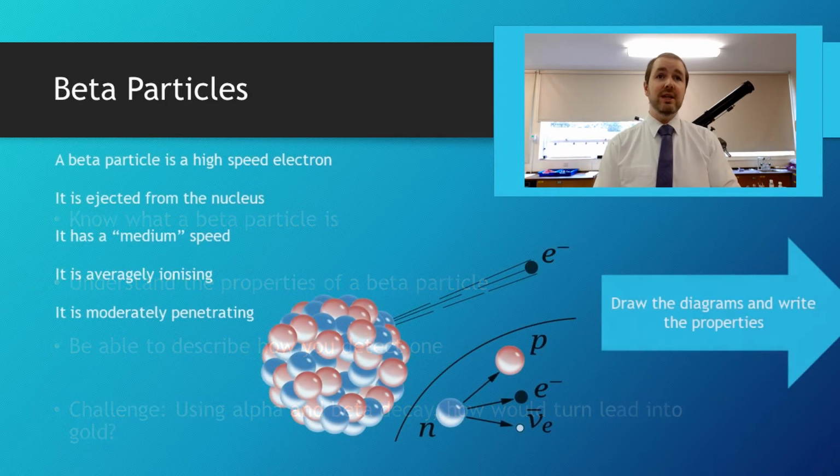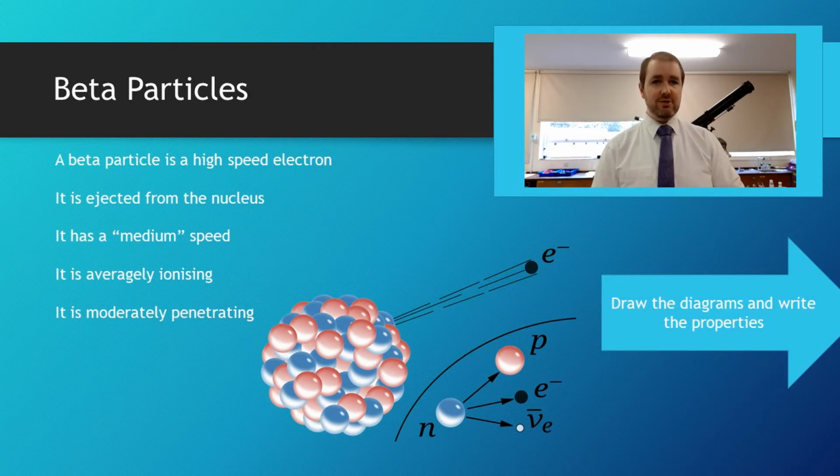Well, a beta particle is a high-speed electron or a high-energy electron, and this can be shot out from a nucleus. Don't get confused with the electron zipping around the orbit of an atom. This is a different one. Now you might be asking, well, why do you have an electron coming out of the nucleus of this thing? Well, what happens is this.